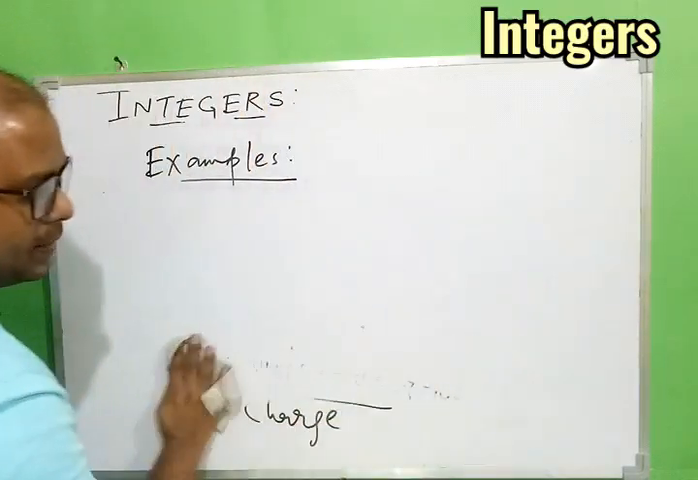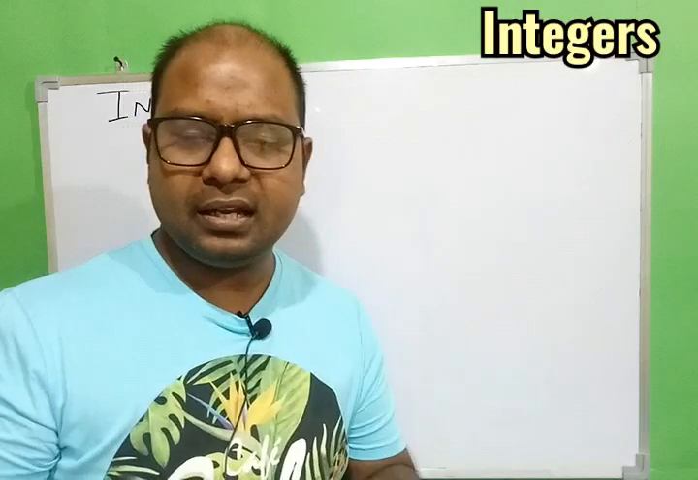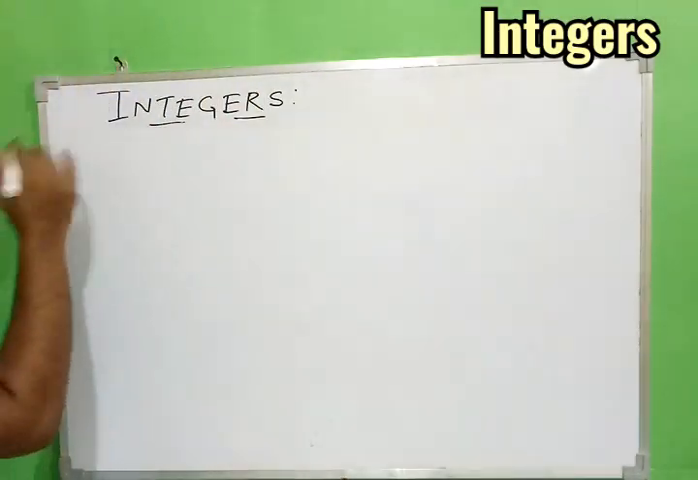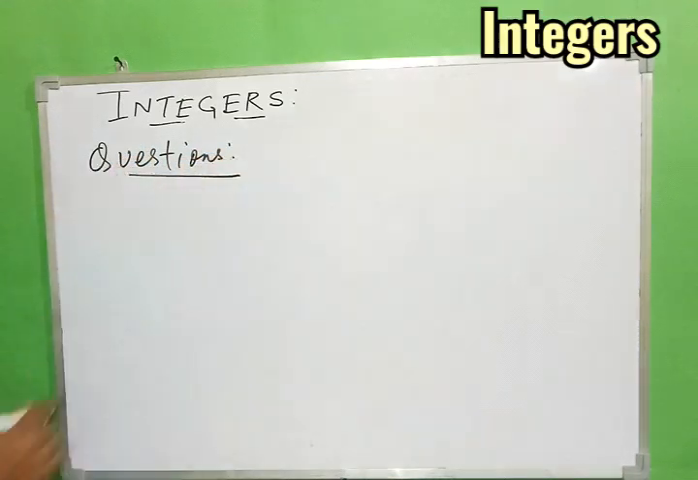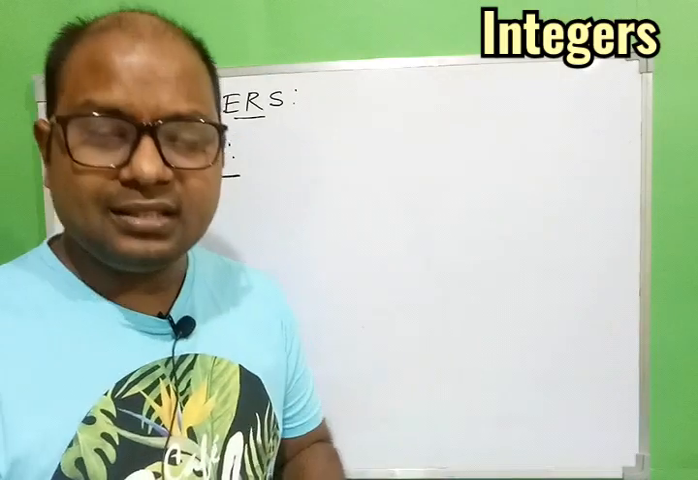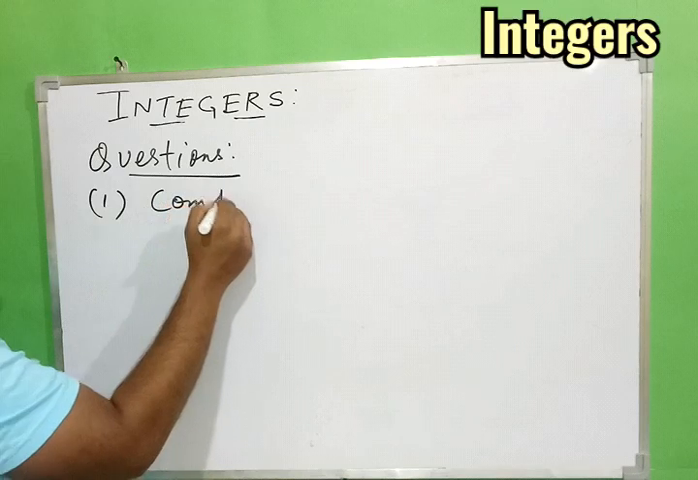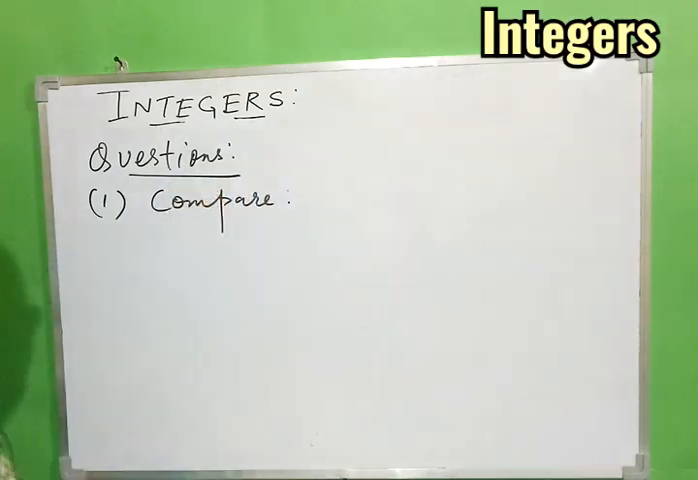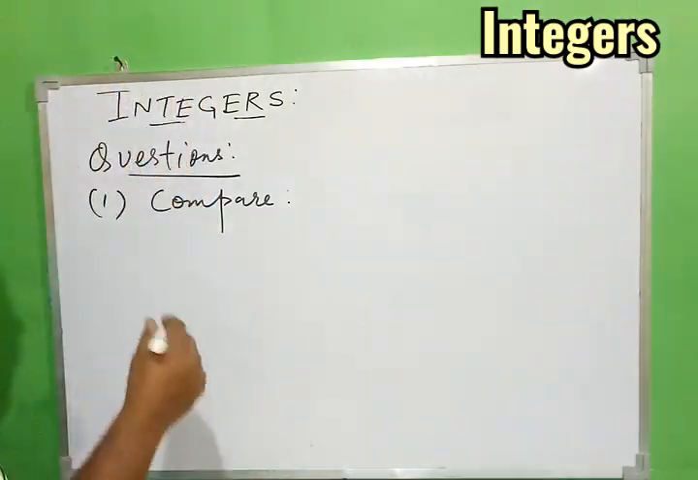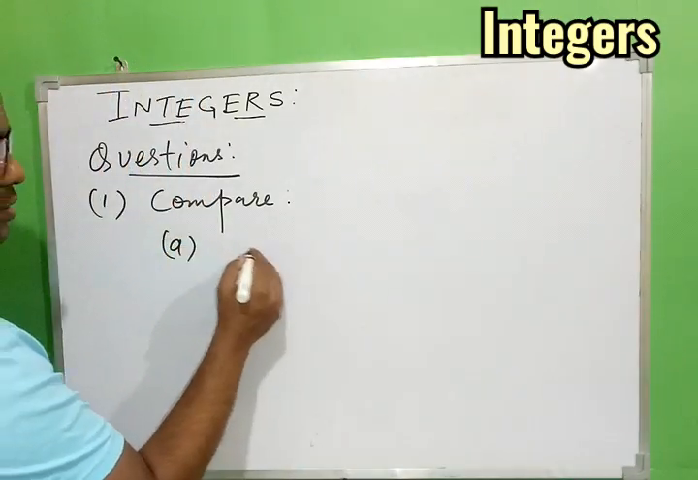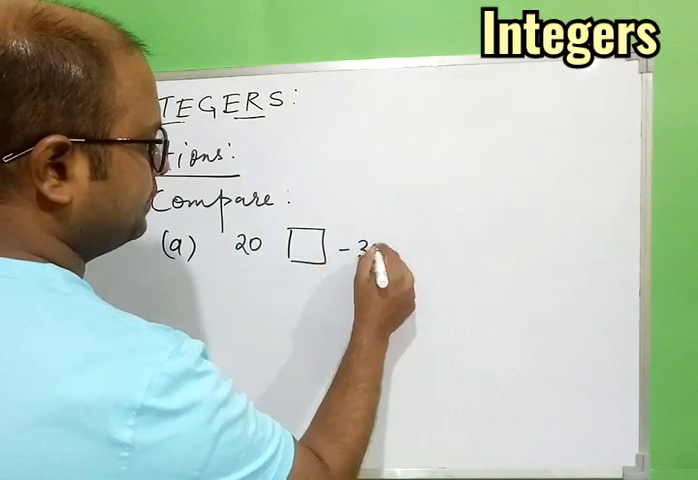Now if you have understood the meaning of integers and what the different integers are, let's take some questions to understand the chapter or the exercise. Very first, let's take an example: compare. The question may come like, compare the numbers which are given to you, and let's take the very first numbers, 20 and minus 30.